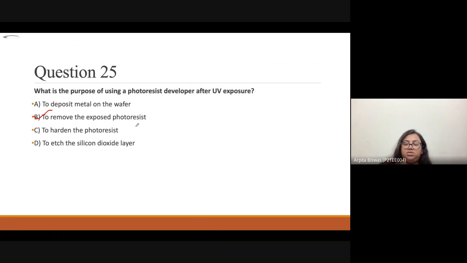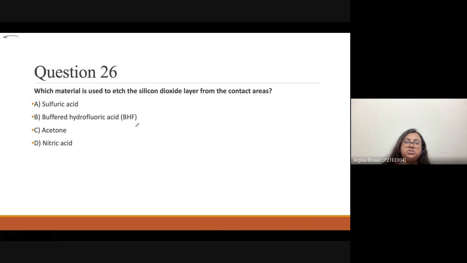Next we move towards question number 26. Which material is used to etch the silicon dioxide layer from the contact area? The first option is sulfuric acid, the second option is buffered hydrofluoric acid, BHF, the third option is acetone, and the fourth option is the acid. So please go through the question carefully and try to solve it.